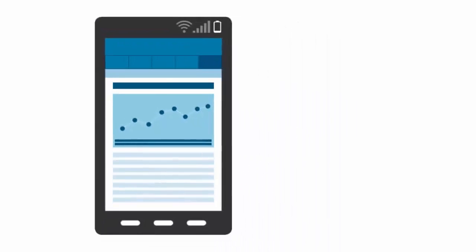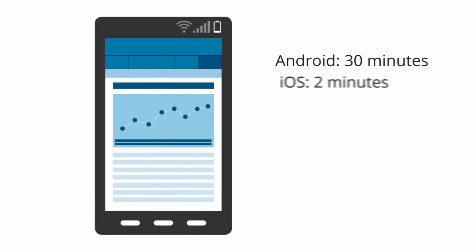For these reasons, the SDKs automatically dispatch hits every 30 minutes for Android devices and every 2 minutes for iOS devices. But you can customize this time frame in your tracking code to control the impact on the battery life.